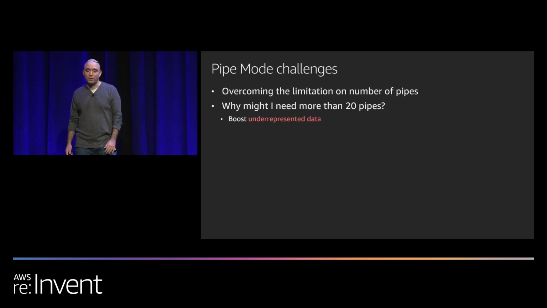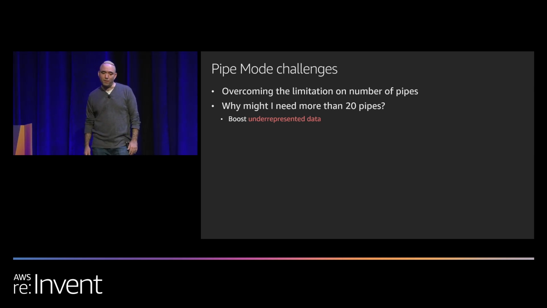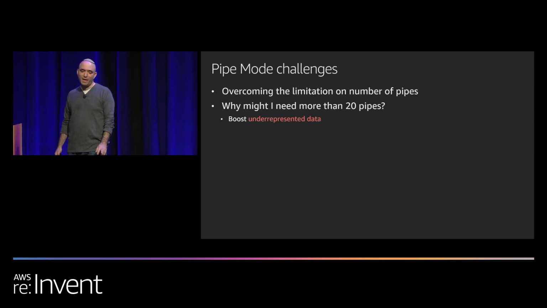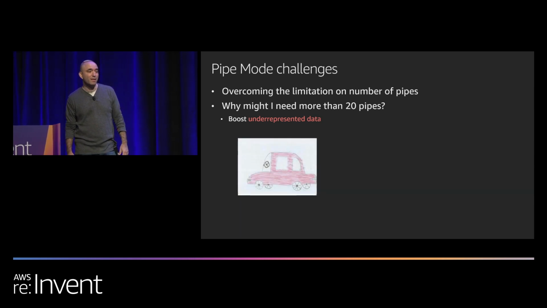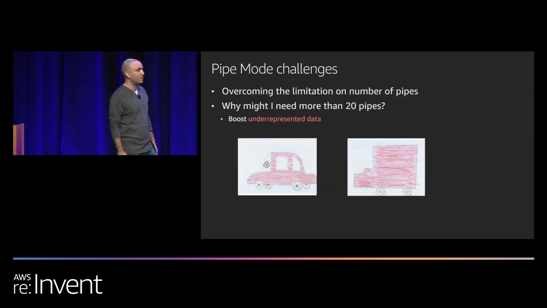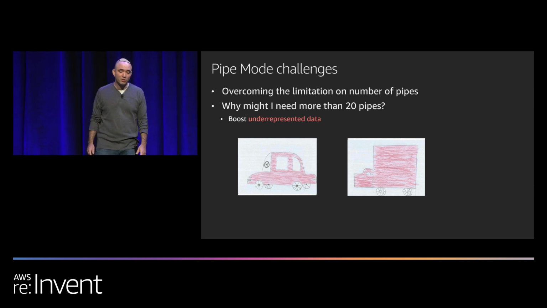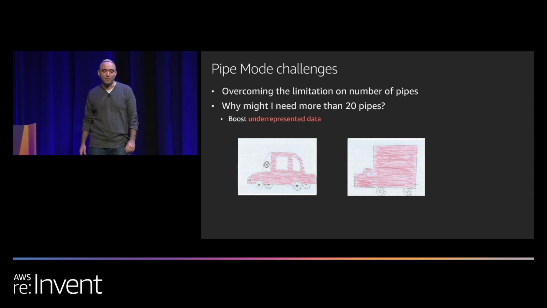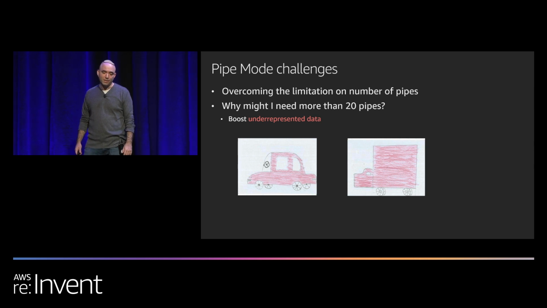So we have just demonstrated how multiple pipes can solve the problem of underrepresented data. Let's return for a moment to the example of the pink cars. Suppose now that your model succeeds in identifying pink cars, but fails to identify pink trucks, or fails to identify pink trucks in the rain. Suddenly, we might find ourselves using 4, 5, or 6 different pipes for boosting underrepresented data with different weights.